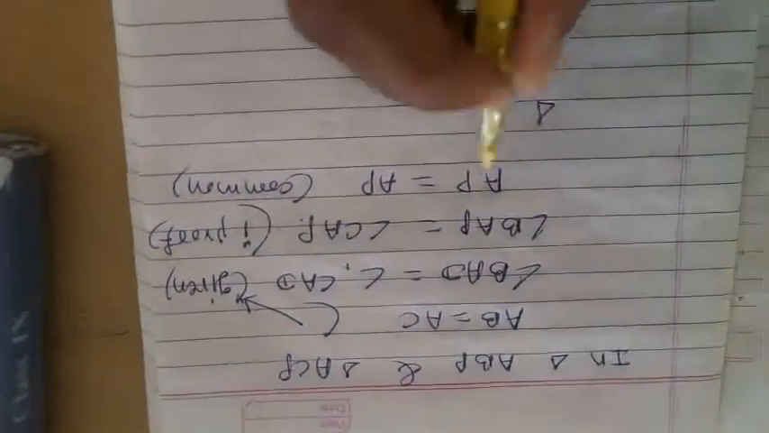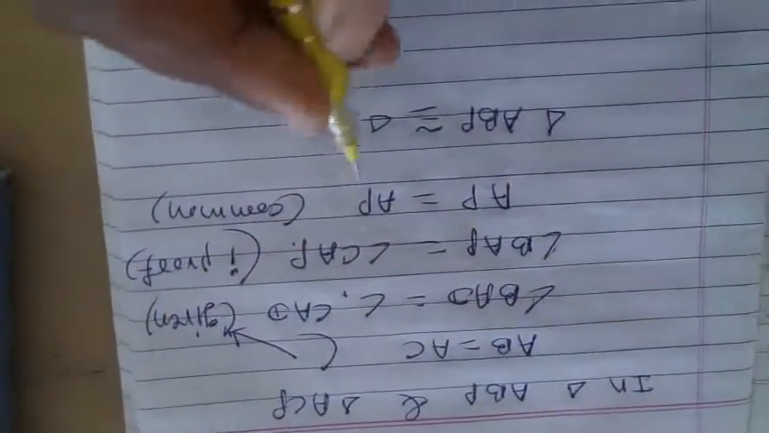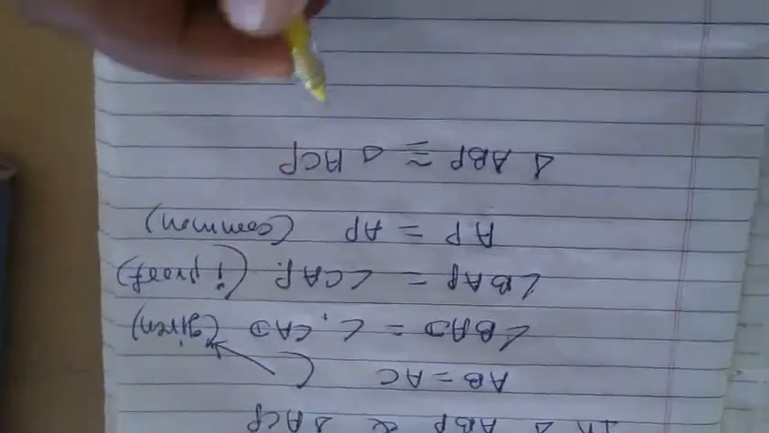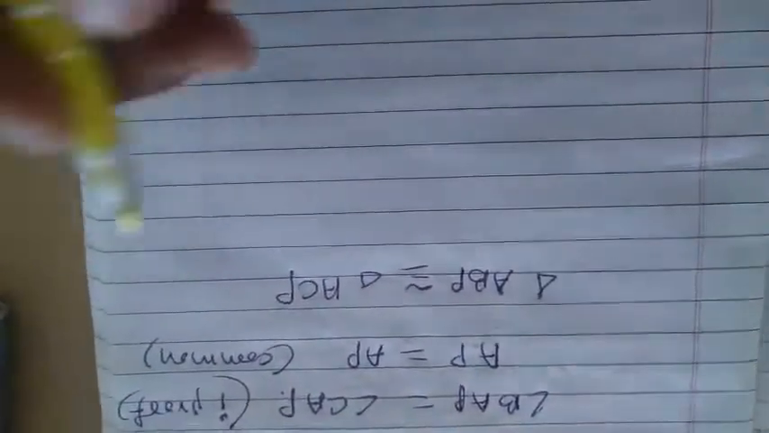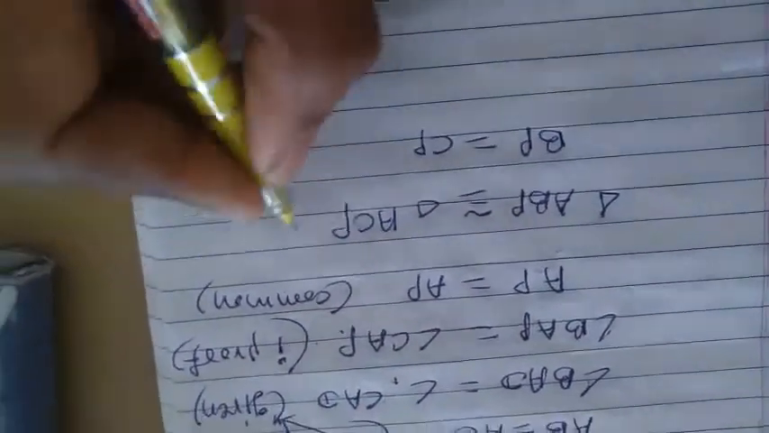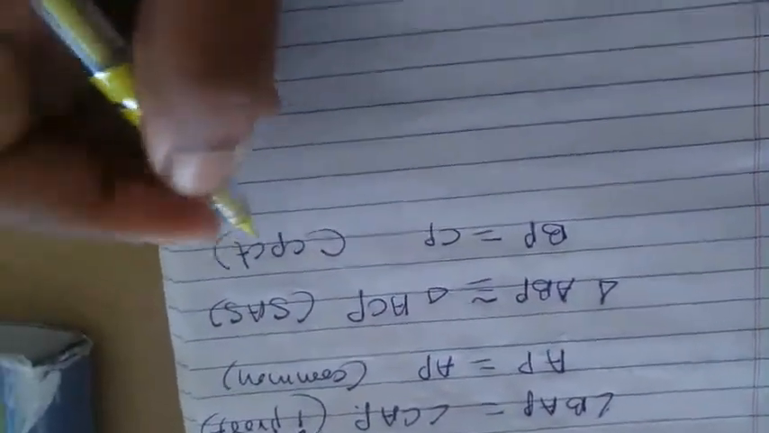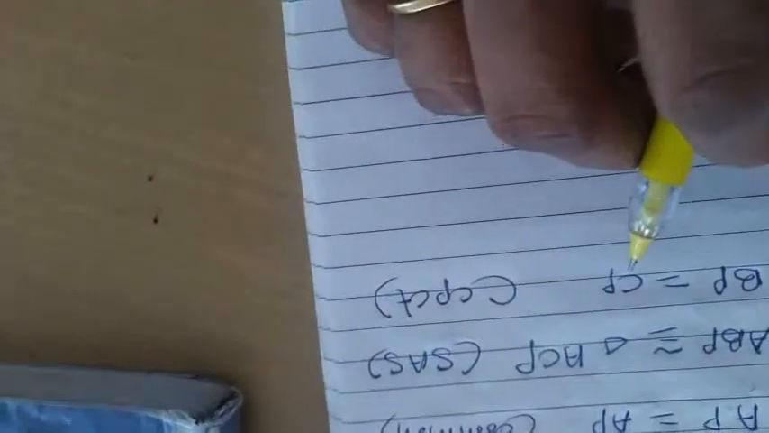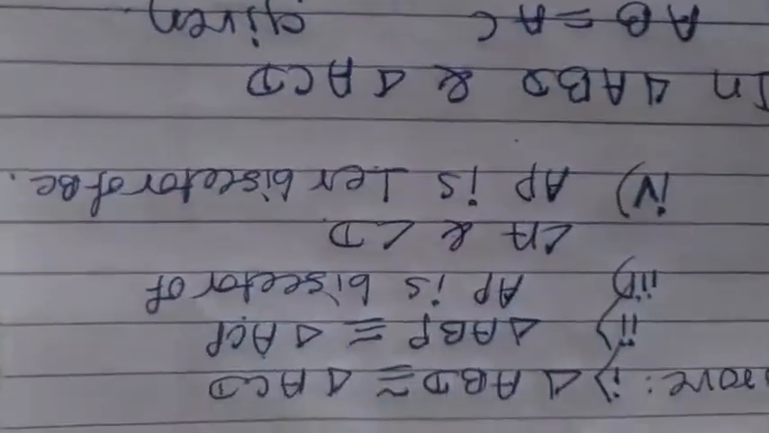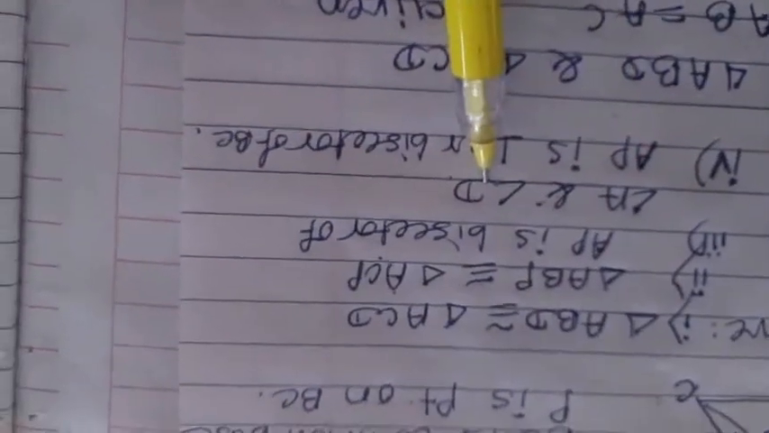Now the triangles, three parts are equal, means triangle ABP is congruent to triangle ACP. Both the triangles are congruent, and if the triangles are congruent in CPCT we can write BP is equal to CP. Here criteria is SAS, it is CPCT. Now BP is equal to CP. These two parts are equal. Now the third part is AP is the bisector of angle A and D, which we have to show here. We have shown AP is the bisector of A. Now you have to show the bisector of D.